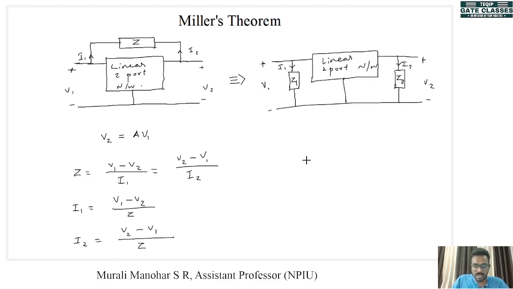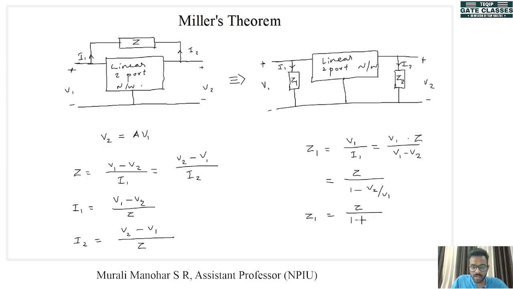In this case, on the right hand side, Z1 can be written as V1 by I1, and that will be equal to, we know I1, which is V1 minus V2 divided by Z. So Z1 will be V1 divided by V1 minus V2 divided by Z, which goes up. So V1 into Z divided by V1 minus V2. We can divide the denominator and numerator by V1. So that will give us Z divided by 1 minus V2 by V1. And we know what V2 by V1 is, which is equal to A. So Z1 is equal to Z divided by 1 minus A.